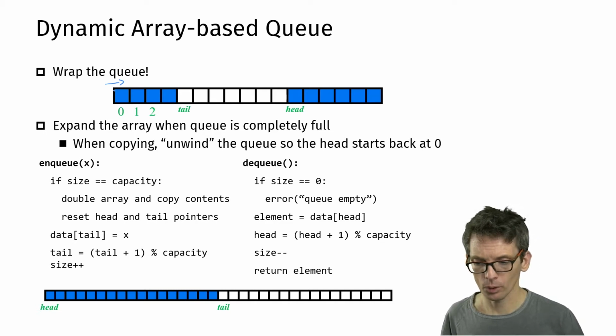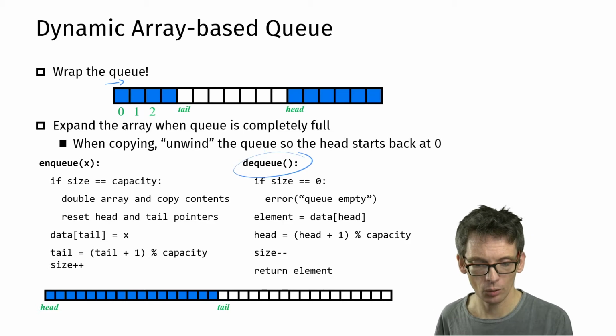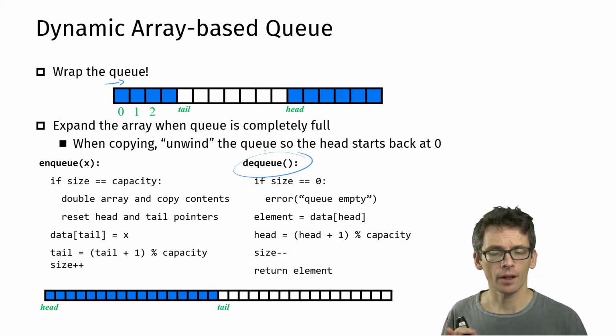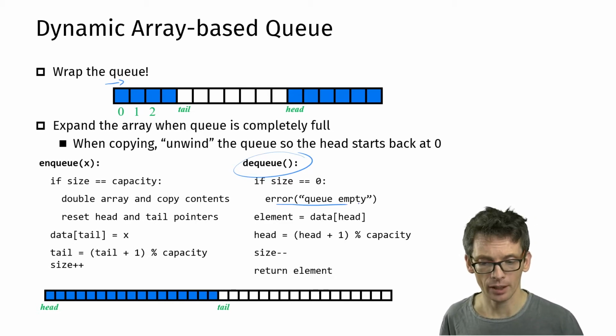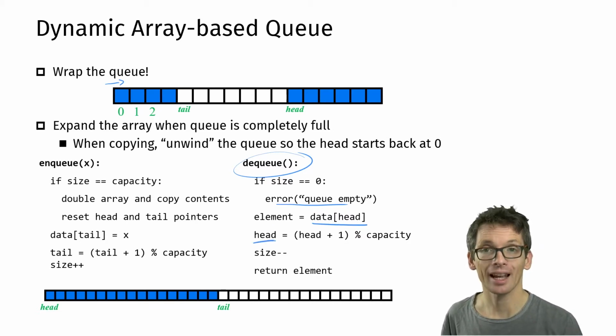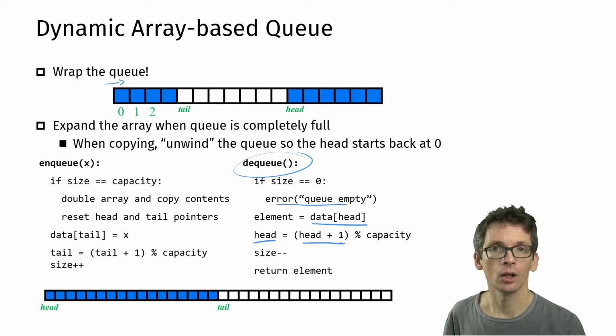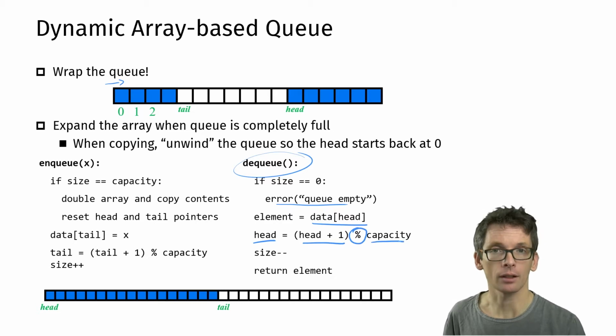So how would this look if we want to dequeue, which is easier. If there's nothing in the queue, then we should raise an exception or give an error. Otherwise, we report the element that is currently at head and increase head by 1. We're doing this modulo the capacity.